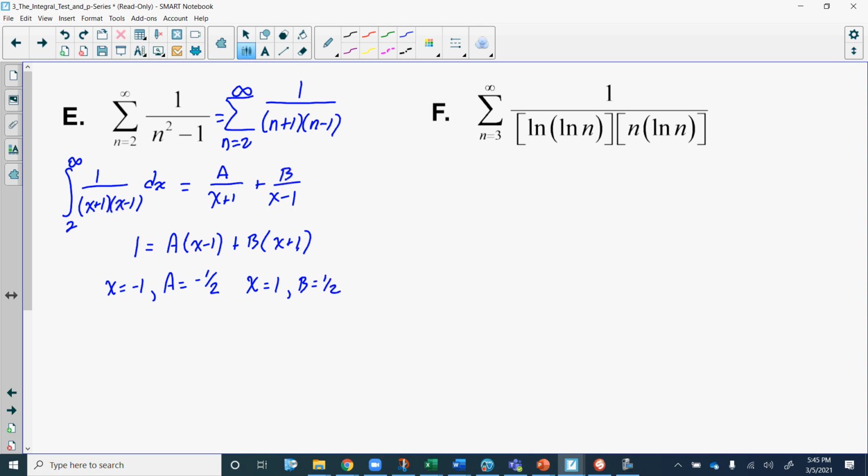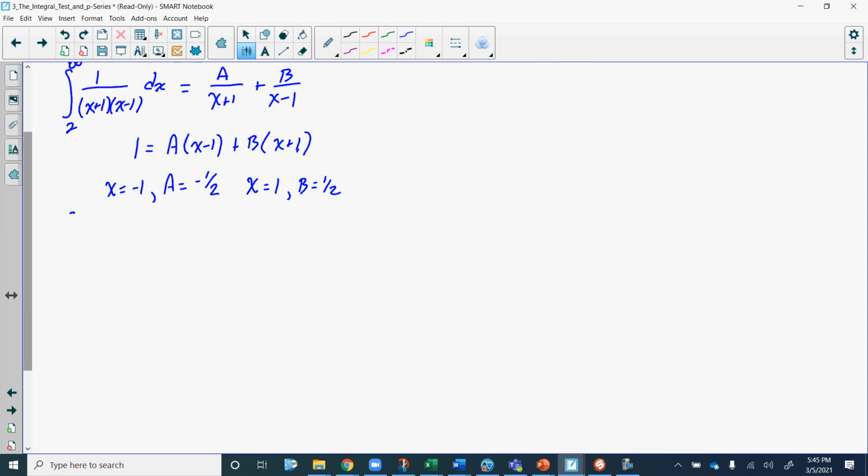So here, what we end up with is the integral from 2 to infinity of negative 1/2 over x plus 1 plus positive 1/2 over x plus 2 dx. So according to our integral test, we're now going to take the limit of that, the limit as, let's say a, approaches infinity. So we'll do our definite integral from 2 to a in this case.